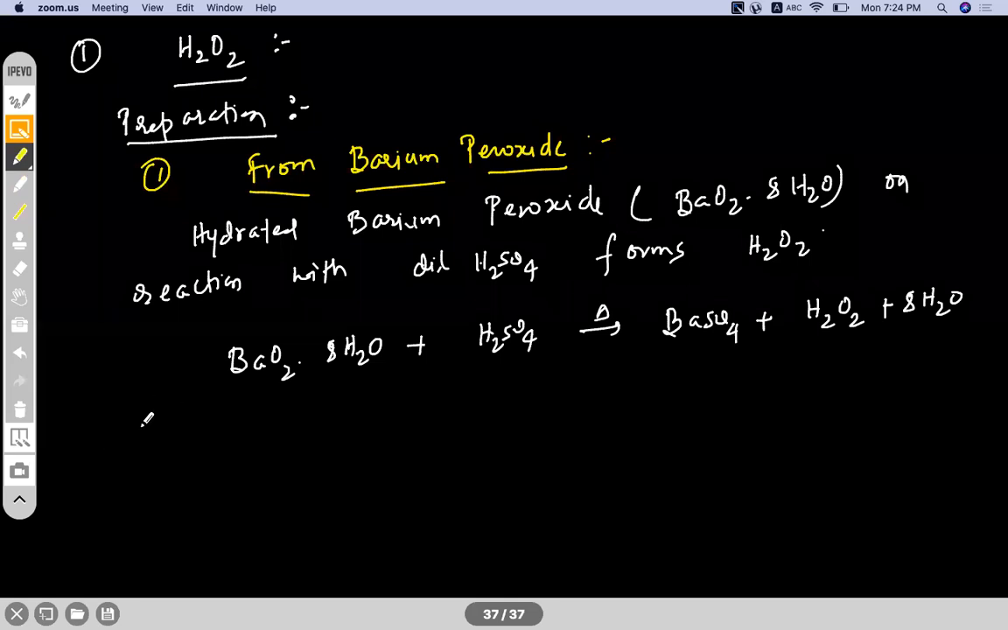One note you write down here. Anhydrous barium peroxide forms a protective layer of barium sulfate on its surface. Hence, the reaction is not possible. That is why we are using hydrated barium peroxide.